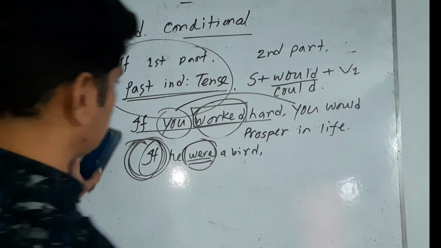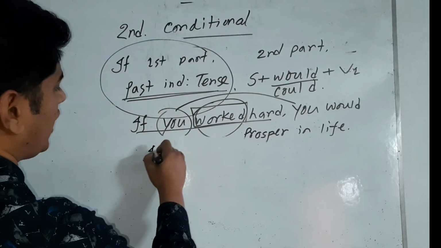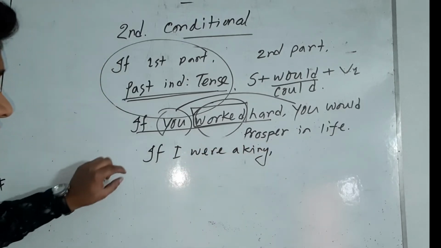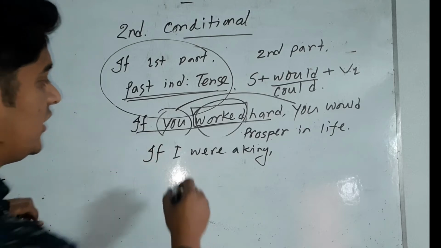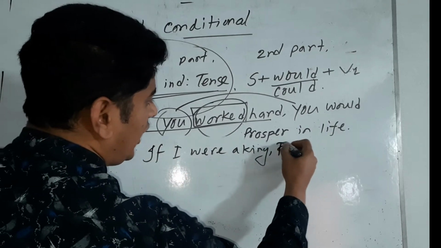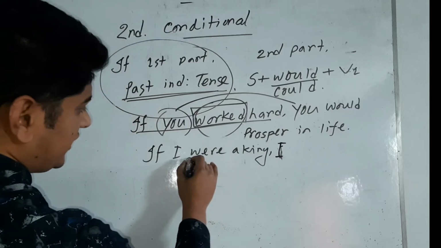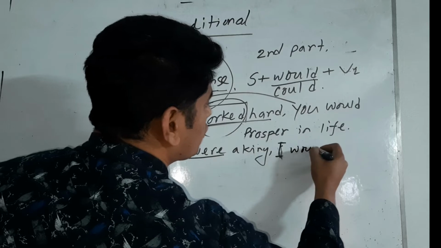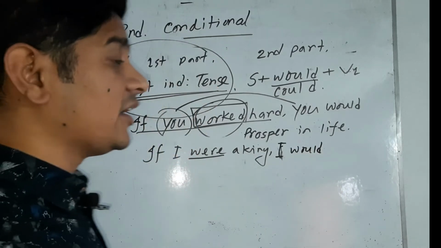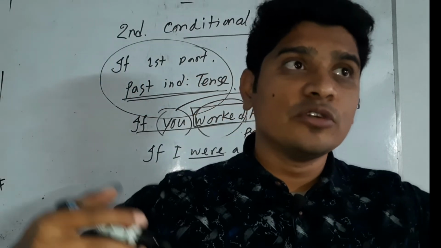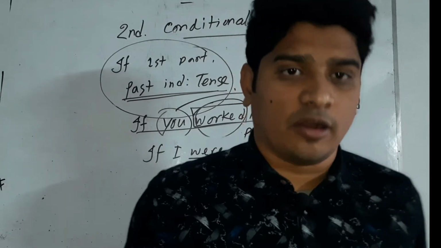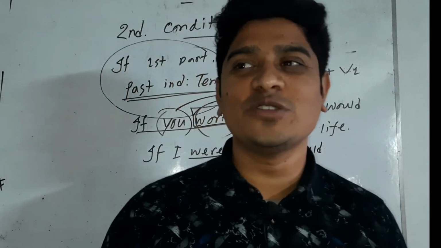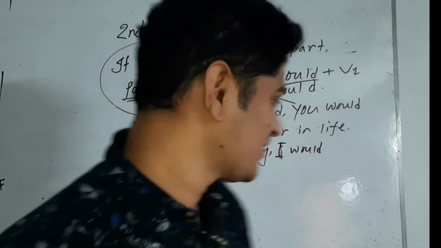So dear viewers, you can see that if I were a king, the subject is I, and it is a past form, so it is past indefinite tense, so you have to use would or could. If I were a king, I would help the poor, I would rule my kingdom, I would make a palace, and you can also use I would marry the queen.